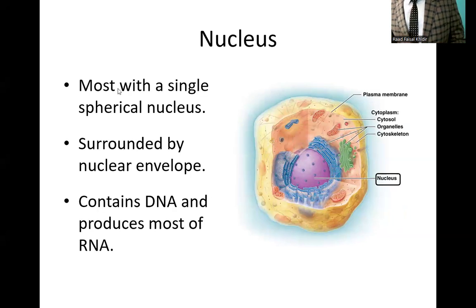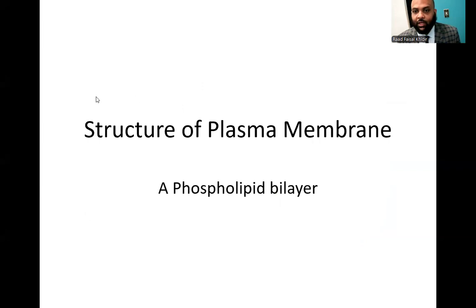The nucleus. Most of the cells have a single spherical nucleus. They are surrounded by a nuclear envelope, and they contain the DNA, and the DNA is the template for most of the RNA. So now let's look at the structure of the plasma membrane.